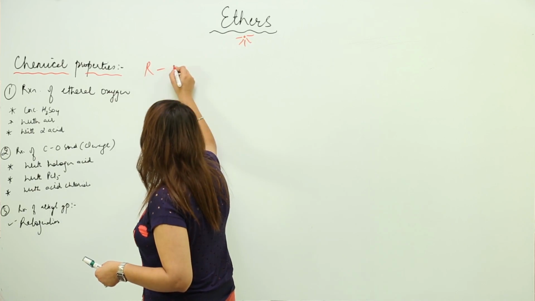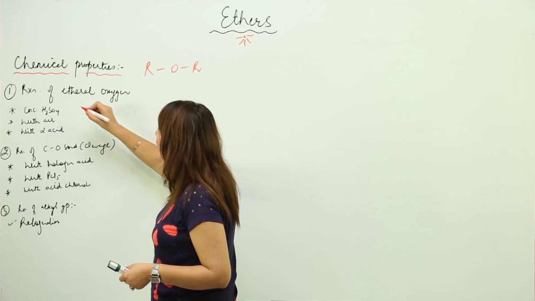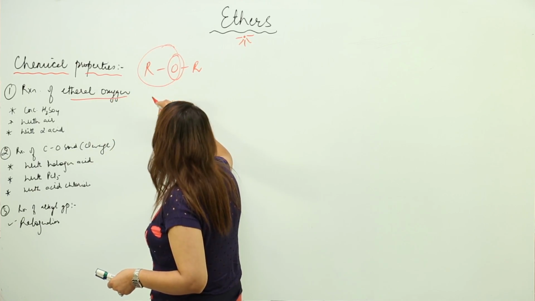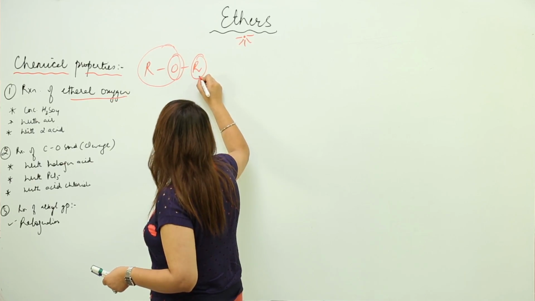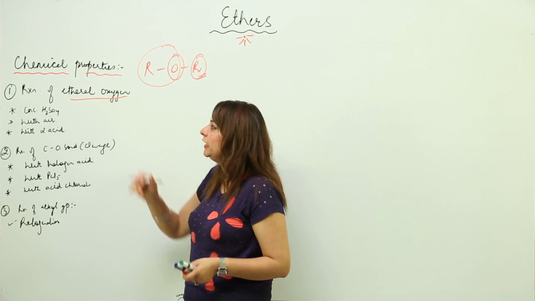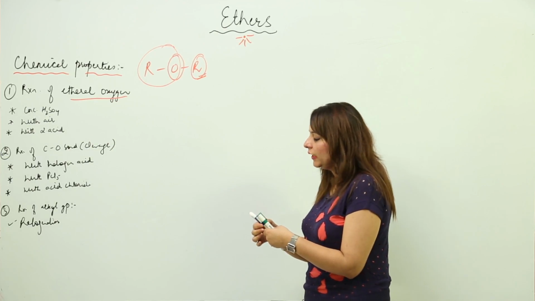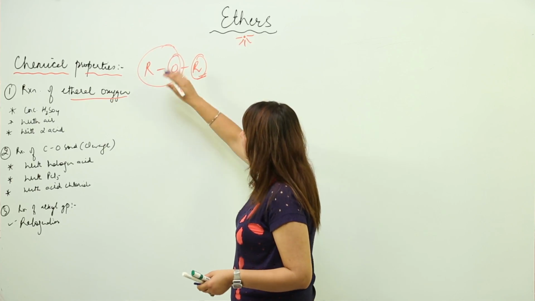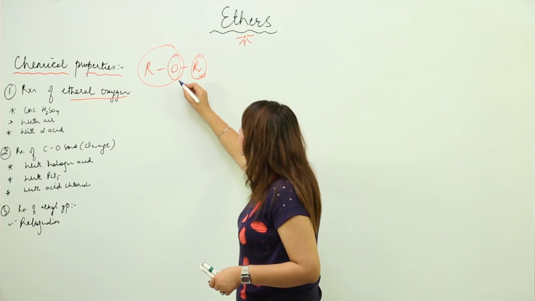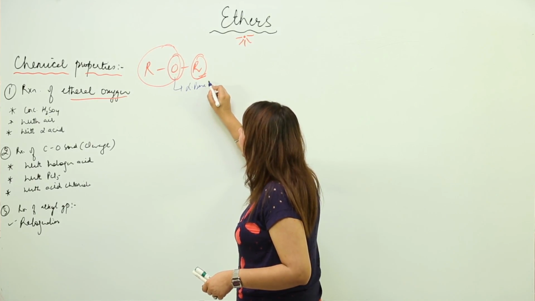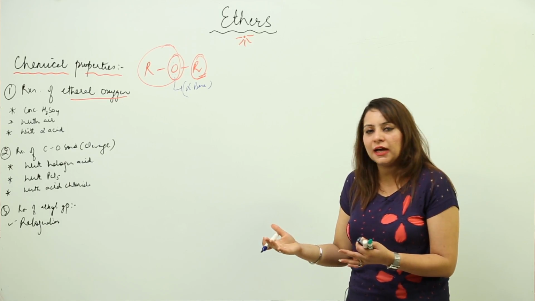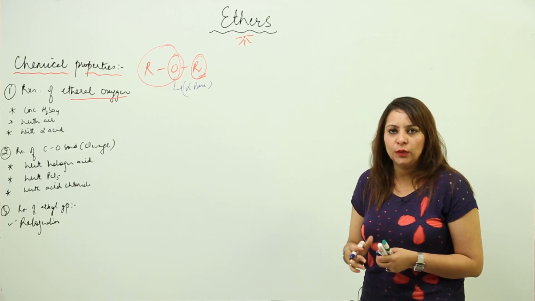As we know that ether is ROR, so we are going to look at the reaction of ethereal oxygen. We are going to cleave the RO bond, and even substitute the H of the R. So the first reaction is the reaction of ethereal oxygen. In ether, there are two lone pairs on the oxygen. That means it acts as a Lewis base, and it can form a coordinate bond with any ion which is acting as a Lewis acid.